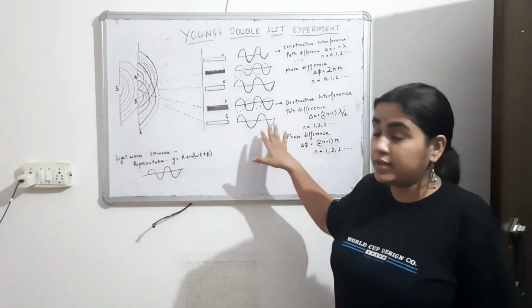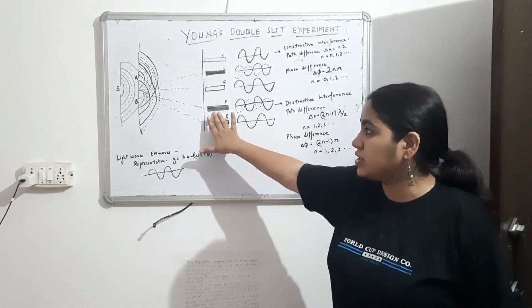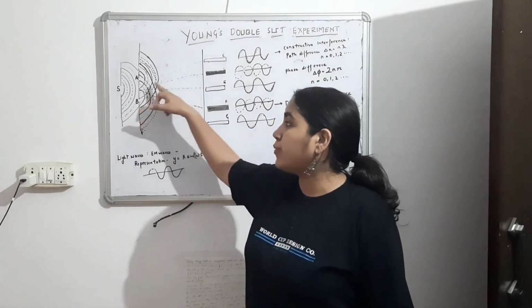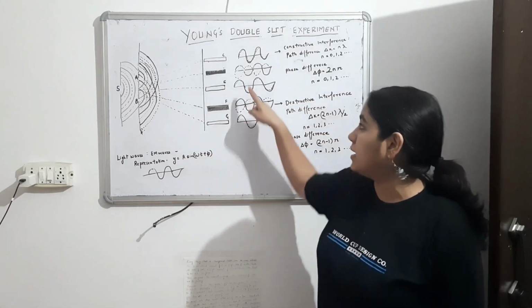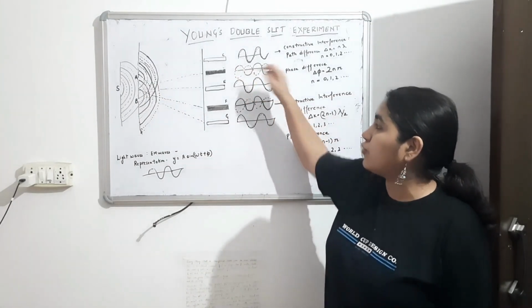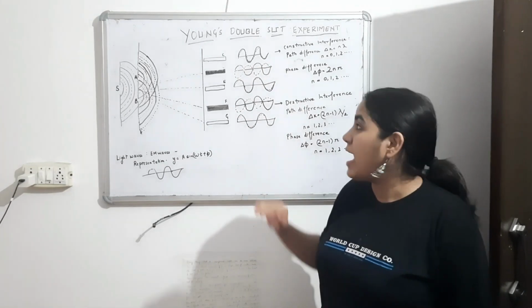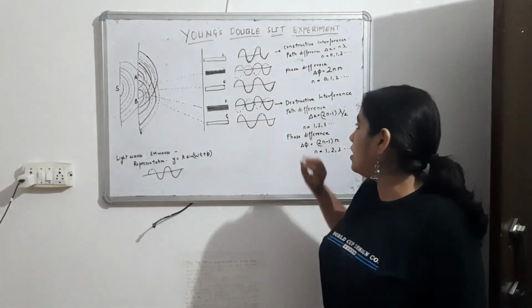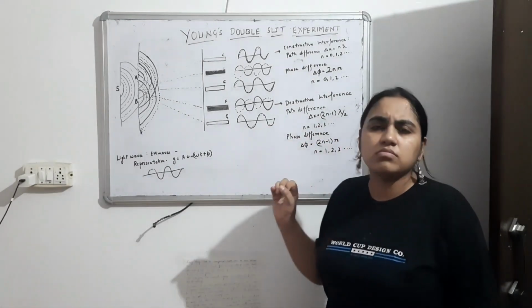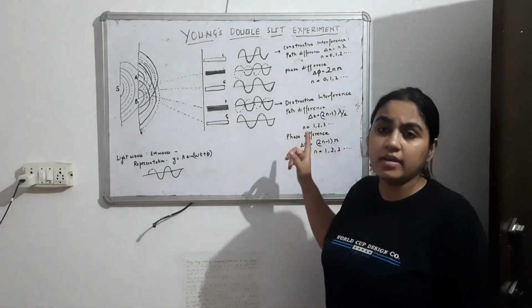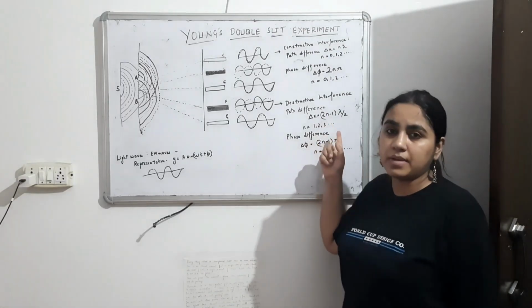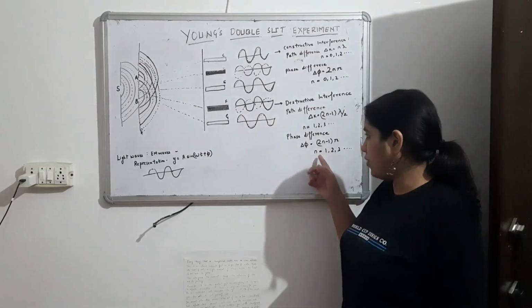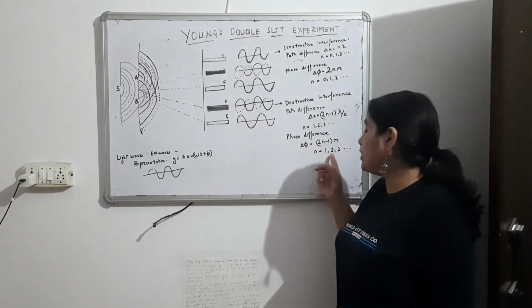Now we come to destructive interference. In the case of dark fringes, the crest of a wave, let's say from A, gets superimposed with the trough of the wave from B, or vice versa. Then what we obtain is a dark fringe. There is no light there. The path difference here is (2n minus 1) lambda by 2, and the phase difference is (2n minus 1) pi, where n is again an integer with values 1, 2, 3.